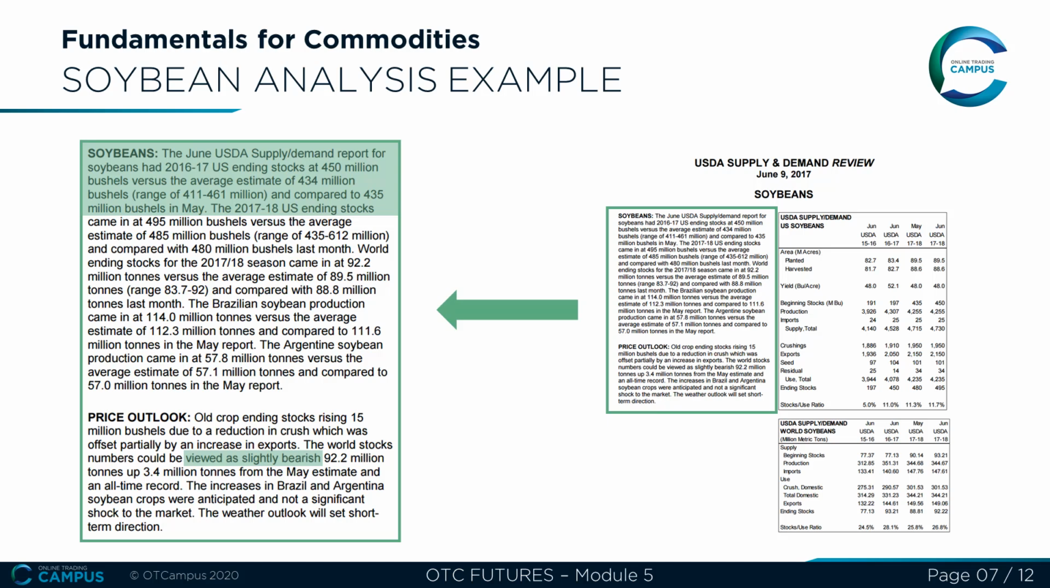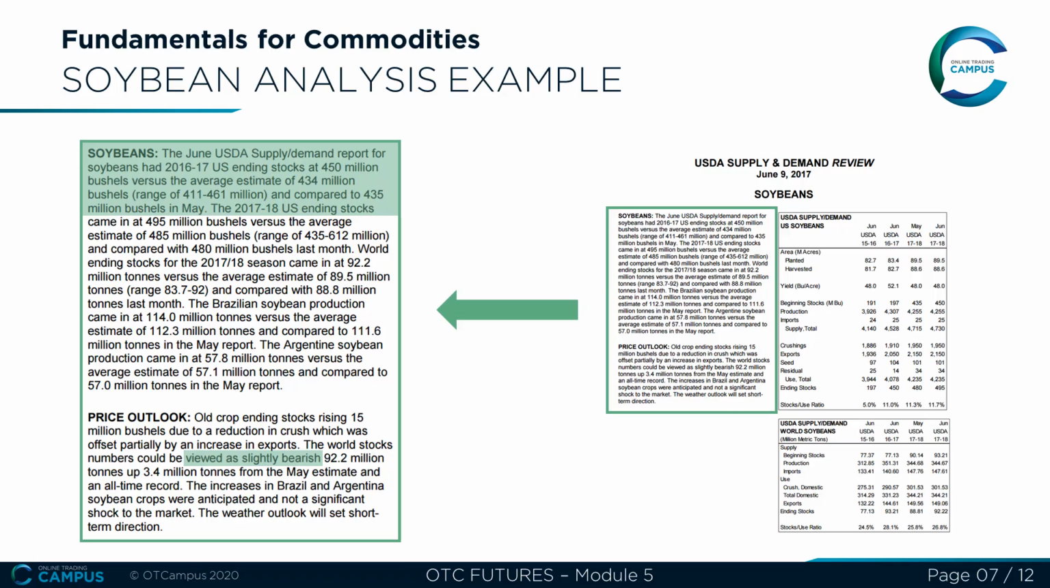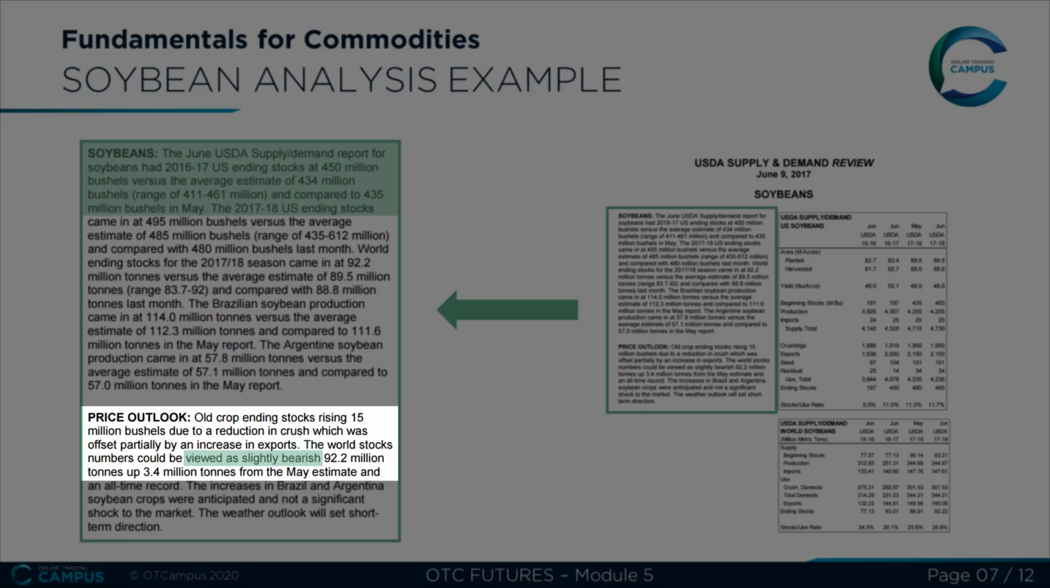It says soybeans, the June USDA, that's again the US Department of Agriculture Supply Demand Report for soybeans, had 2016-2017 US ending stocks at 450 million bushels versus the average estimate of 434 million bushels and compared to 435 million bushels in May, and so on and so on. Now, if we look further down, we see that the price outlook after that supply and demand summary was considered slightly bearish. There's a keyword for fundamental analysts: bearish against price outlook.